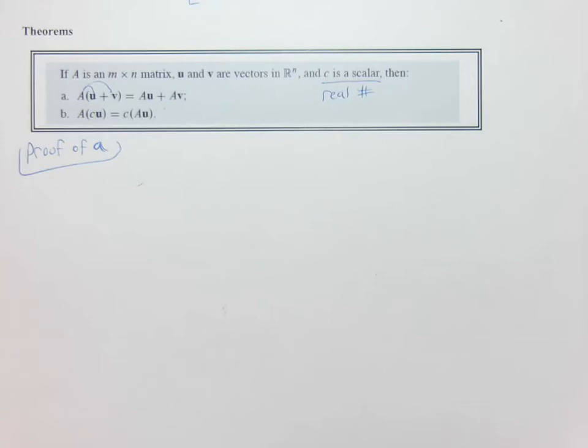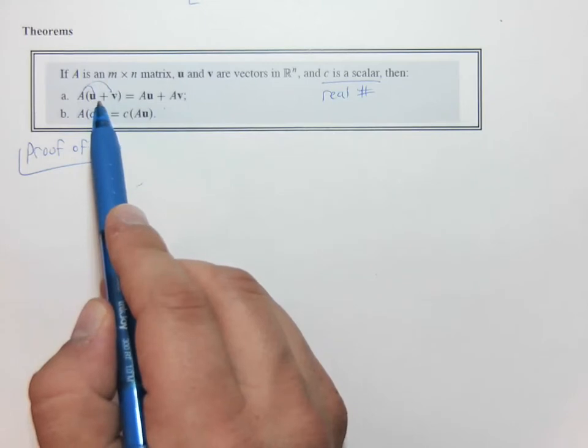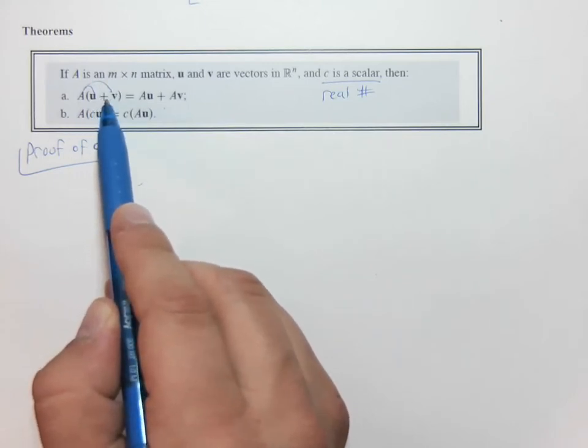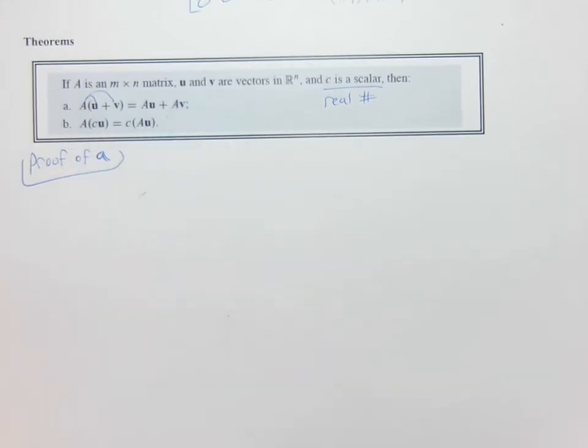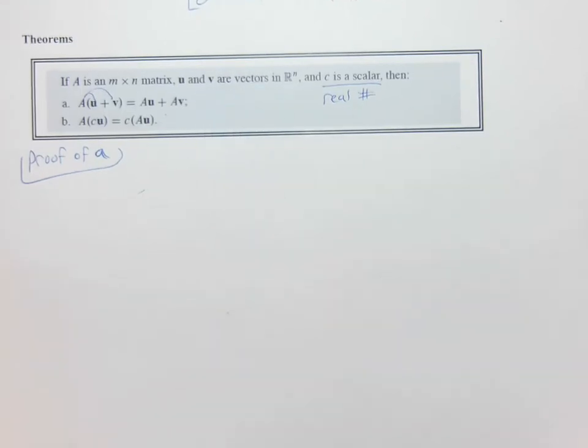So let me start over. We think about what A times (u plus v) looks like in general, and then try to rearrange that expression into looking something like Au plus Av. And if we do it in general, then that means it'll work every single time no matter what A, u, and v are, as long as they satisfy these conditions, right?